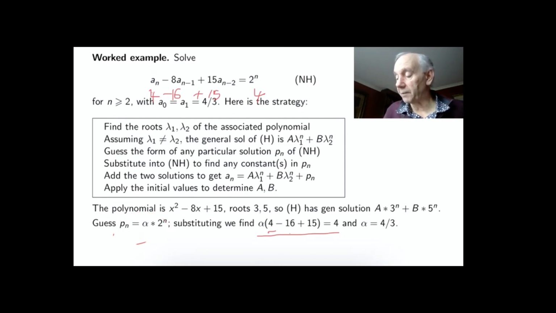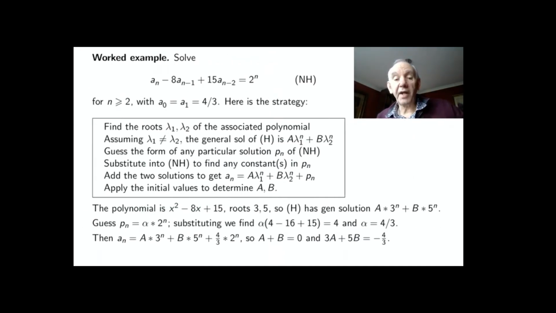So let's put everything together then. And so we have this general solution of the original non-homogeneous equation. So we just have to satisfy the initial conditions, and I've made them easy actually by making them both equal to 4 over 3. So you see that if you take n to be 0 here, you get a plus b plus 4 over 3 is equal to 4 over 3, so that simplifies to a plus b is 0.